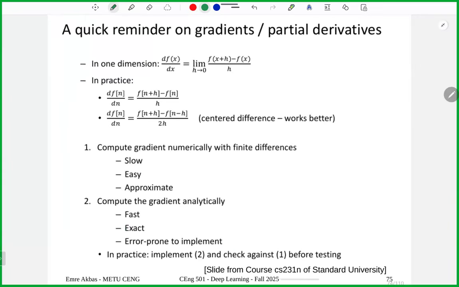How do you find the gradient? Let's refresh our knowledge about this. In one dimension, this is the definition of derivative. It's the limit of the difference f(x plus h) minus f(x), where h is a small step which goes to 0. This gives you the derivative in one dimension. But this is the analytical definition. In practice on digital computers, what do we do? You can do finite difference methods.